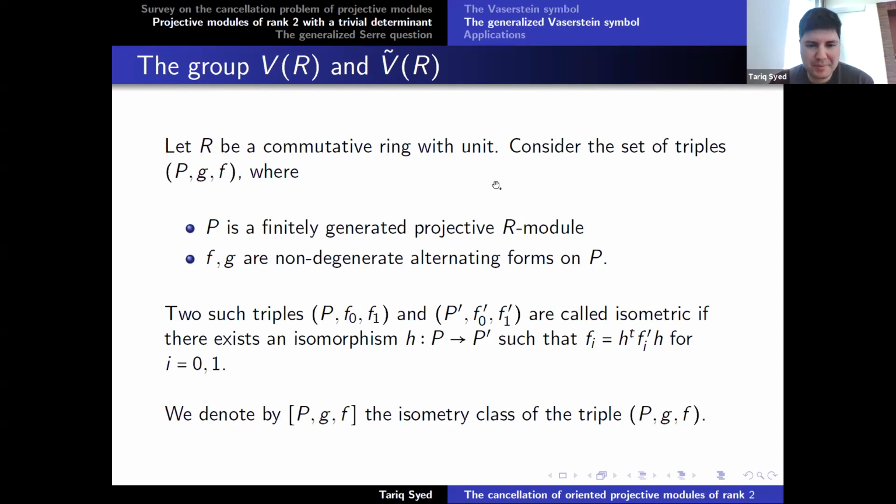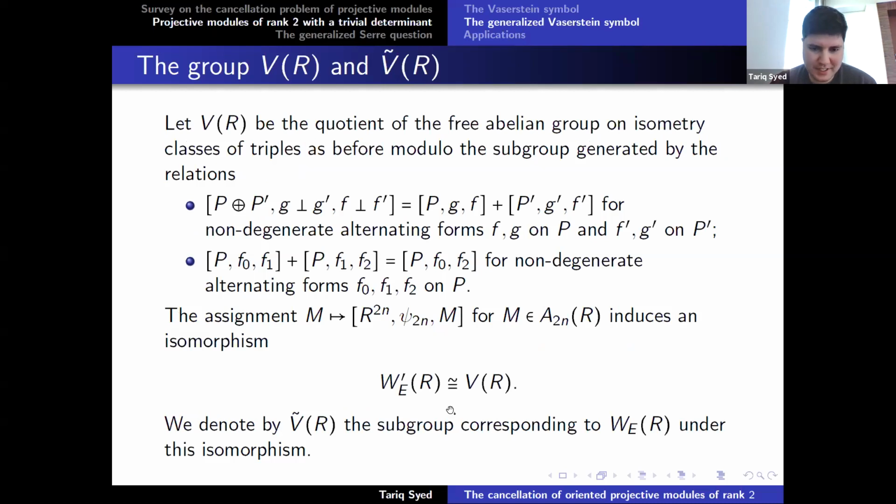So we have just triples of non-degenerate alternating forms on projective modules now. So that's just a different presentation. Sorry for all the definitions. It's just a different presentation of this group WE of R. So these are what's usually called formations, right? I think so, yes. Yeah.